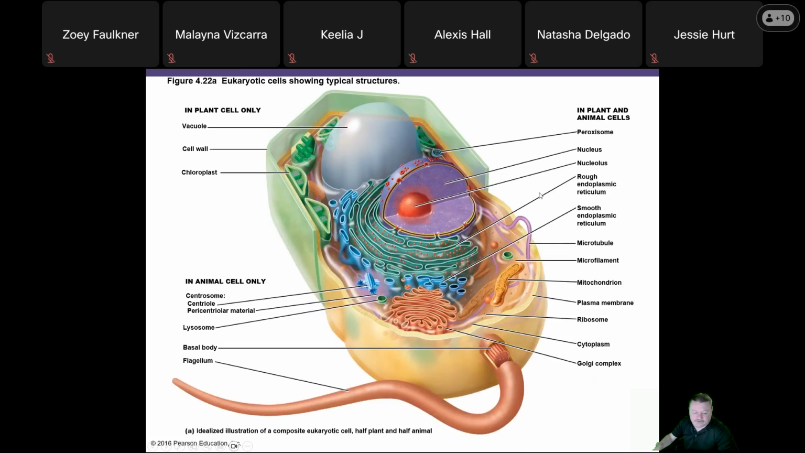This is a eukaryotic cell. I'm going to leave it to you to go back and review this. This is the same thing you did in anatomy. No reason for me to go over all of this stuff with you.